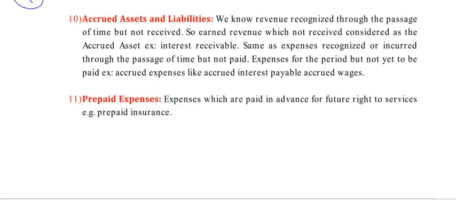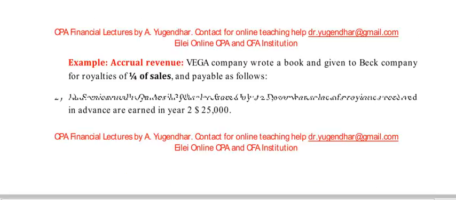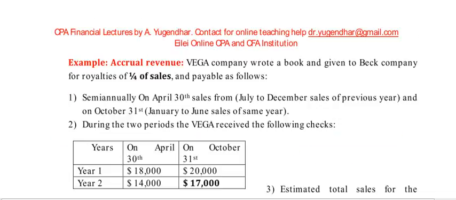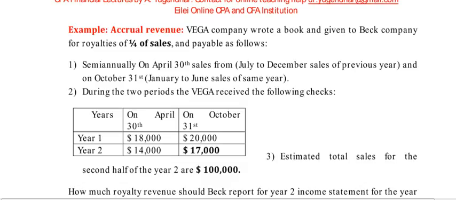The example is expenses for the period but not yet paid. The examples are accrued expenses like accrued interest payable, accrued wages, so outstanding wages payable. Next, prepaid expenses. We already discussed prepaid expenses like prepaid insurance. Now we will discuss one question here: accrual revenue.